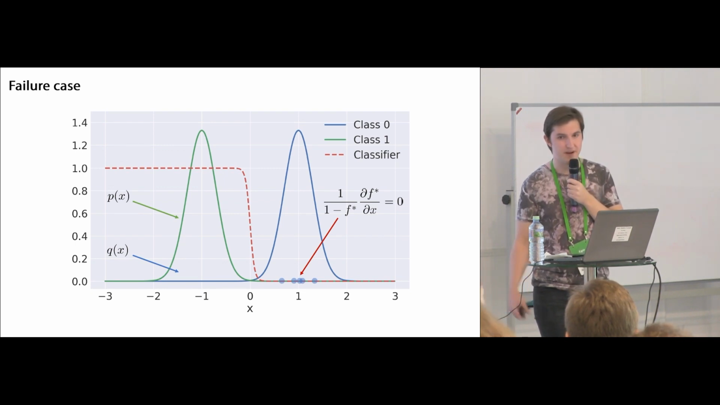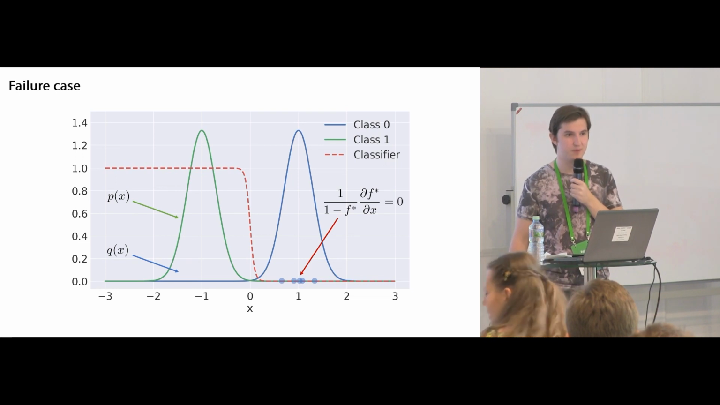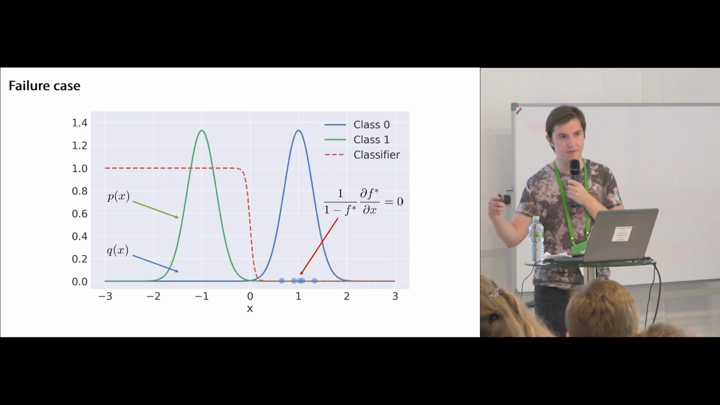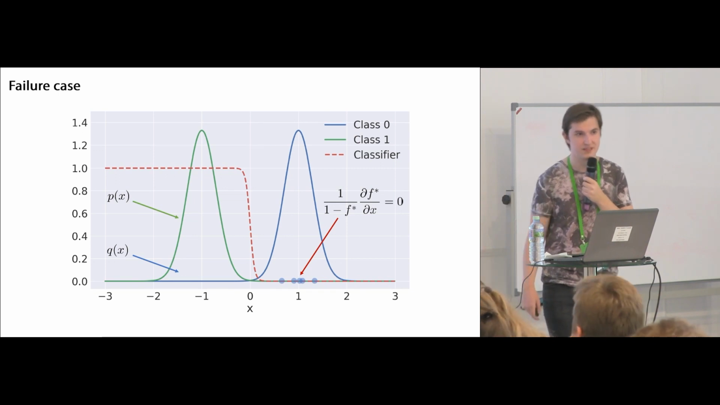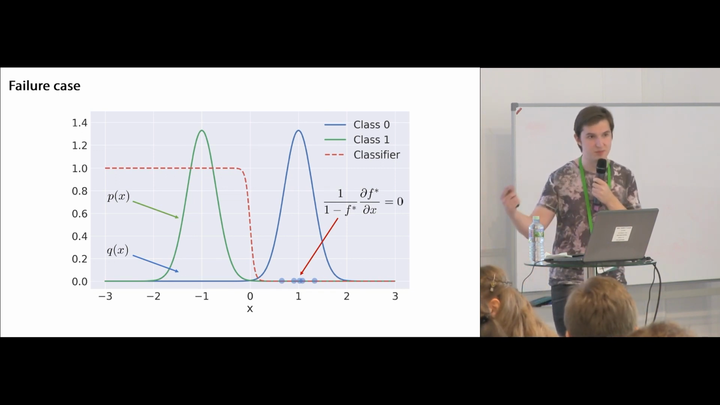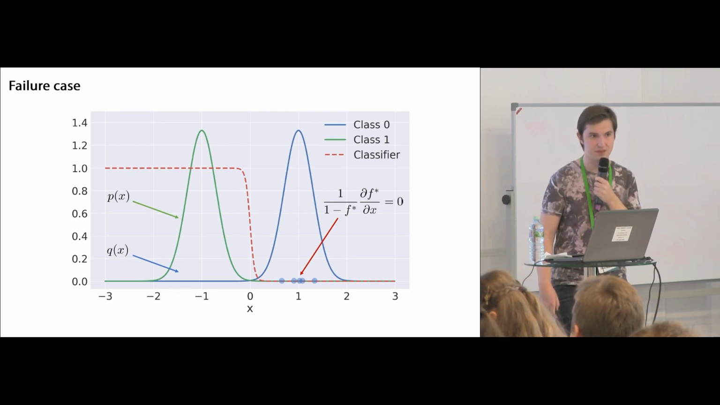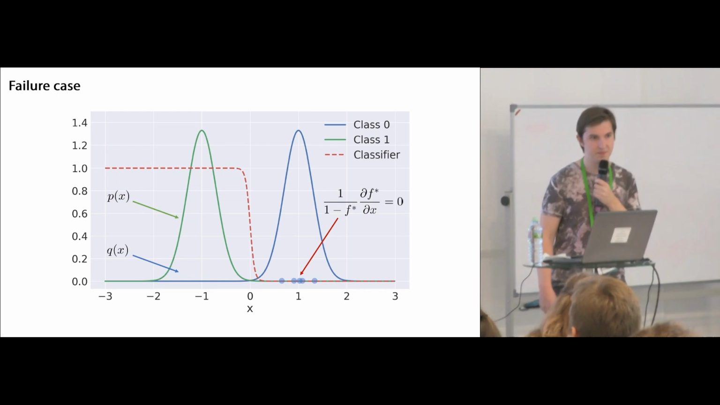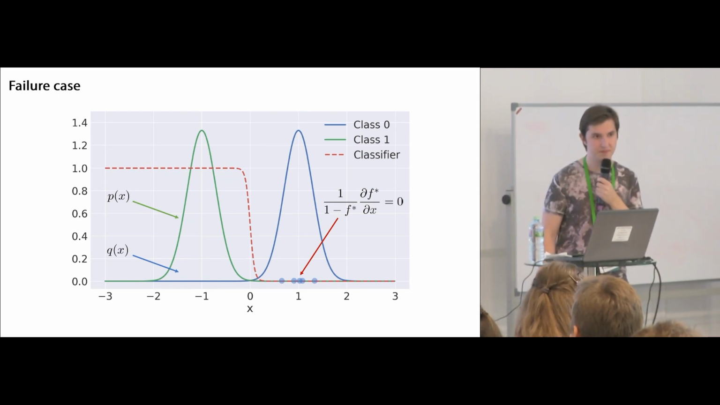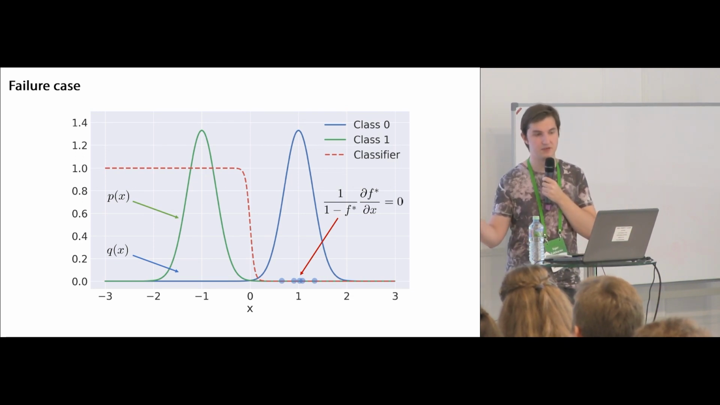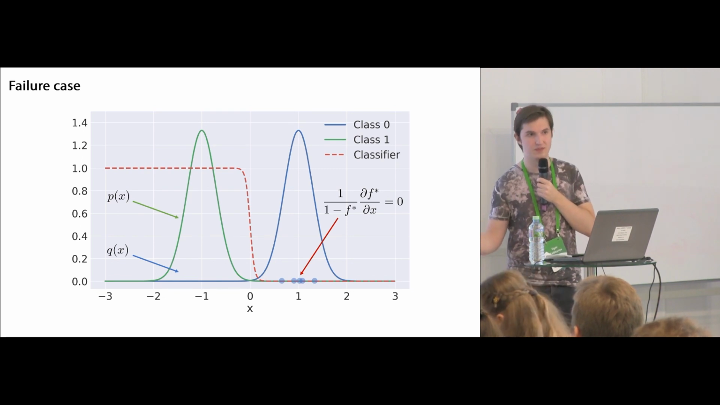F is a classifier, but it is also a proxy to a ratio. It is the ratio between P of x divided by P of x plus Q of x. So this is an optimal classifier between these two distributions. The question was, what is F star? For now we just consider it as an optimal F star. So this is the perfect classifier that we would get. And later we will see how it is trained.